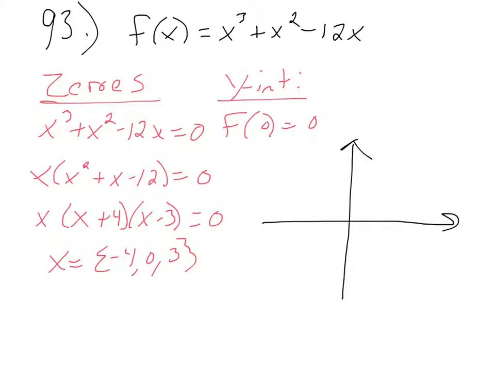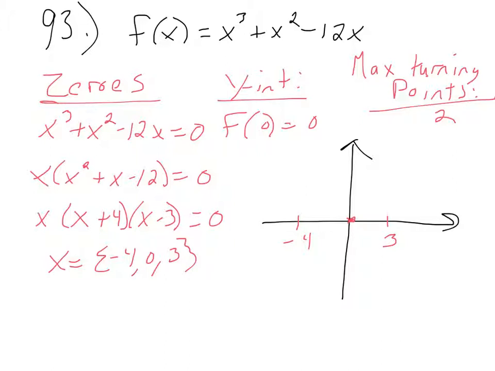Max turning points, because it's a cubic function? How many? 2. It's always one less than the highest power. So it can't have more than 2 turns in it, and it's going to cross at negative 4, 0, and 3. And 0 is also the y-intercept, of course, which makes sense.